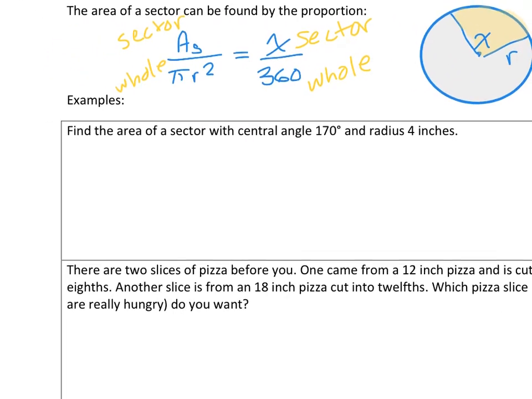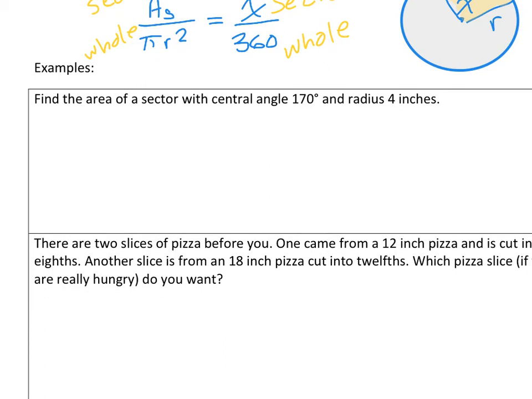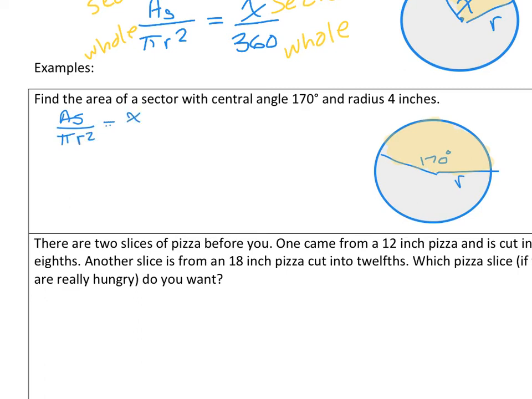Okay, so quick practice problem here. Find the area of a sector whose central angle is 170 degrees and the radius is 4 inches. We'll draw a circle again, and 170 degrees would be just under the 180, and the radius is 4. So we are looking for this area in here. The area of the sector is to the area of the entire circle as that central angle is to the entire circle angle.